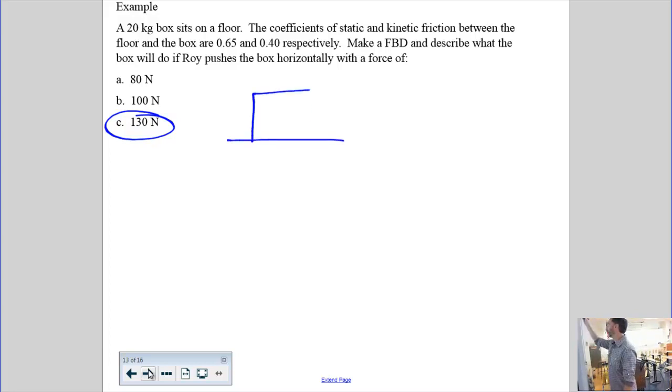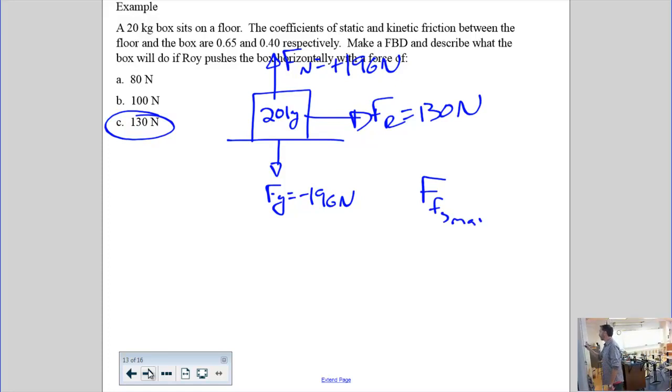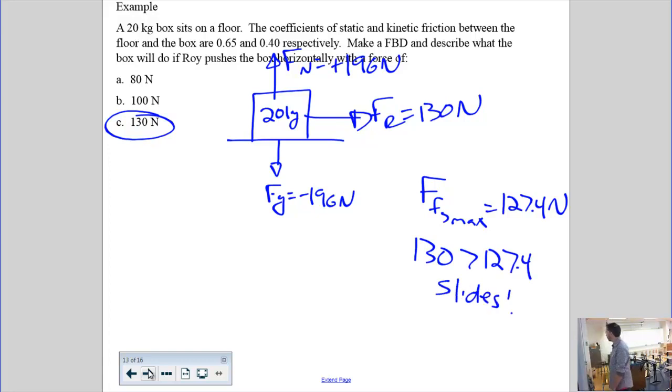So let's come back to it. So here's what we've figured out so far. We got our 20 kilogram box. Gravity is pulling it down with negative 196 newtons. Our normal force is positive 196 newtons. And we discovered that Roy's force of 130 newtons, remember we had figured out that our static friction max was 127.4, I think it was. So your train of thought should be, oh, 130 is bigger than 127.4, so it slides. That means I need to think about kinetic friction. So let's find our force of kinetic friction.